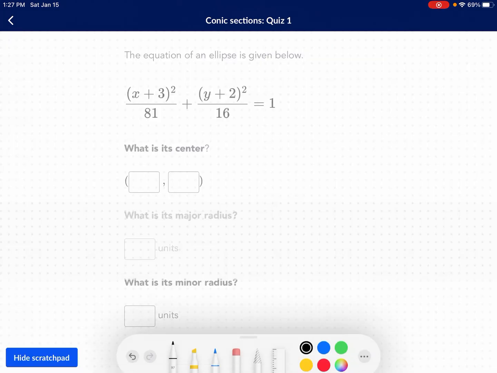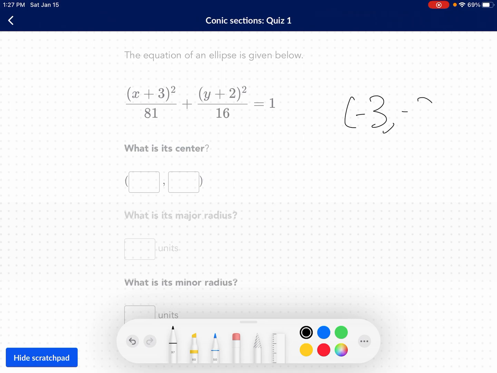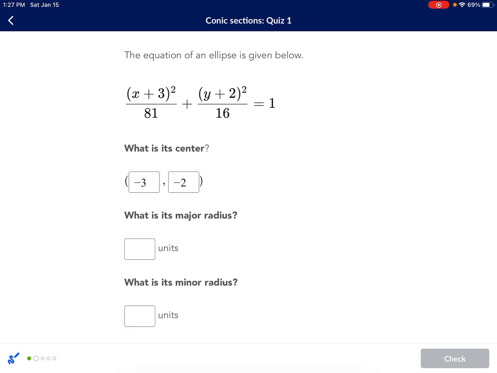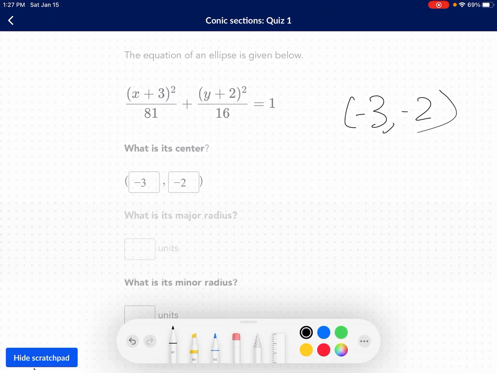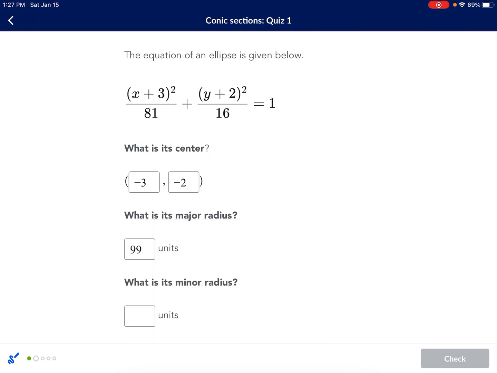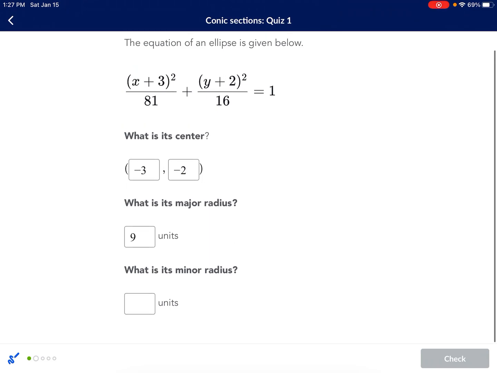Equation number, okay, what is its center? It's -3, -2, from this here. Major radius is 9, because 9 is greater than 4, and root 81 is greater than root 16. Minor radius is 4.